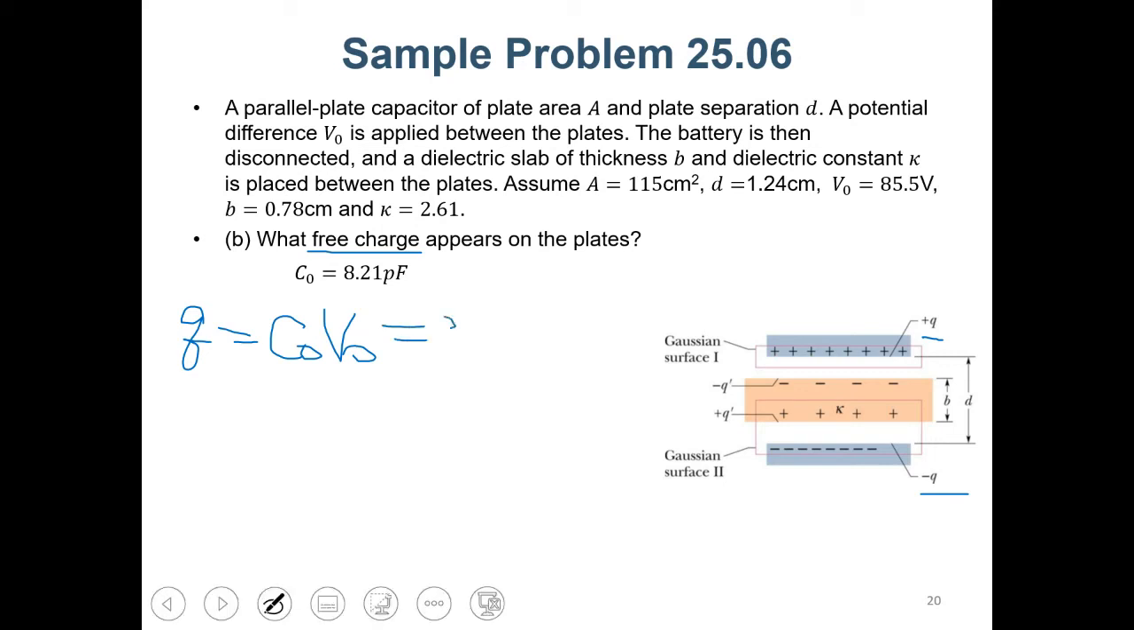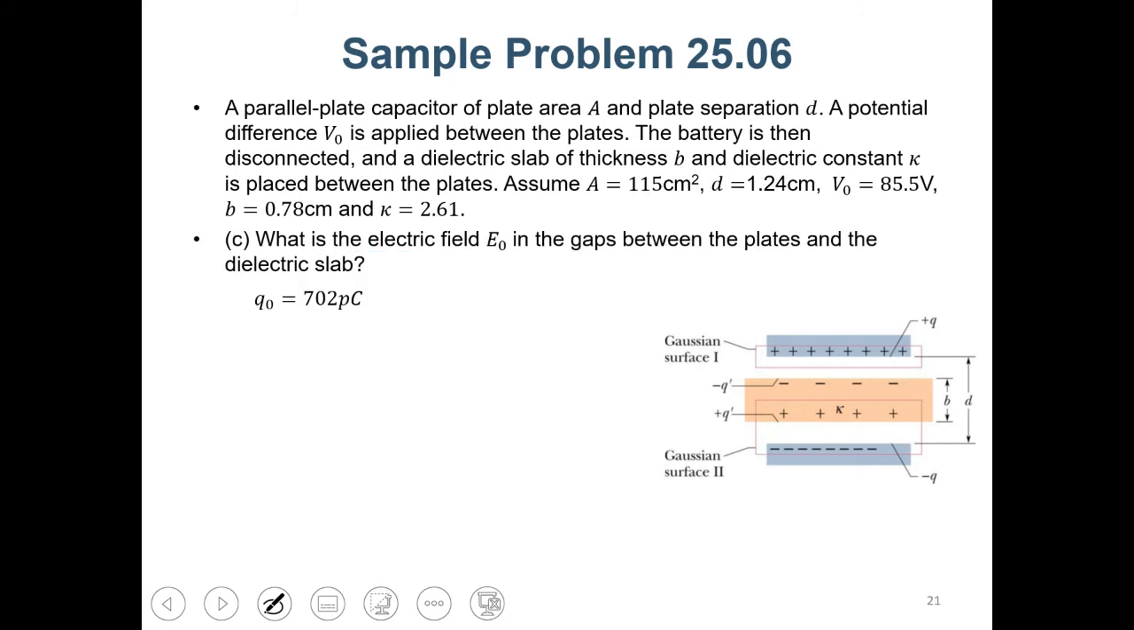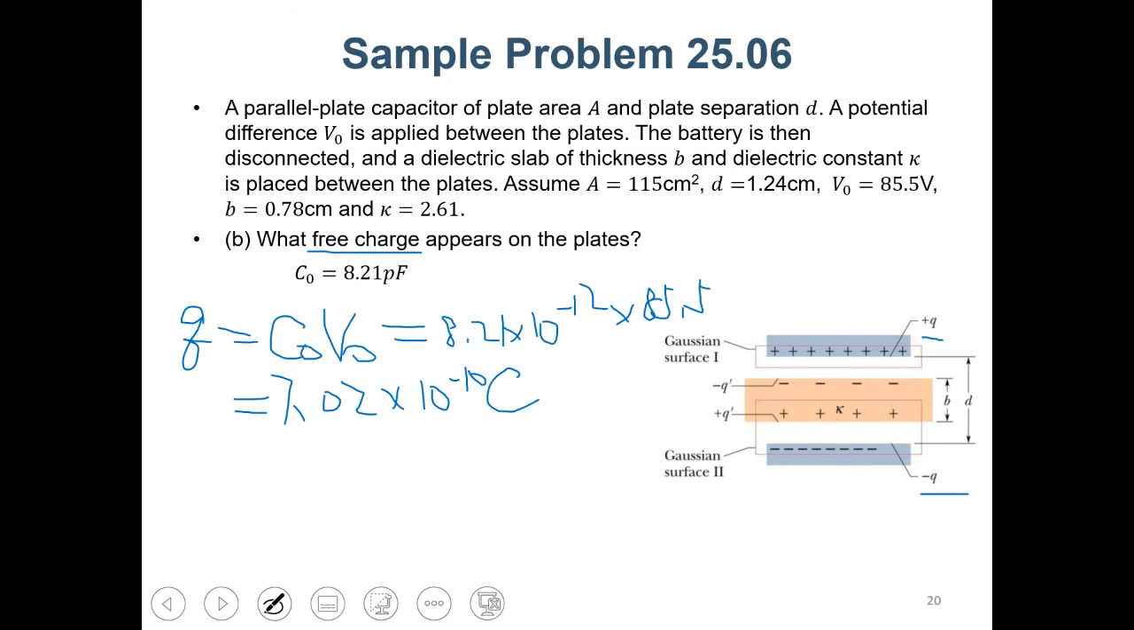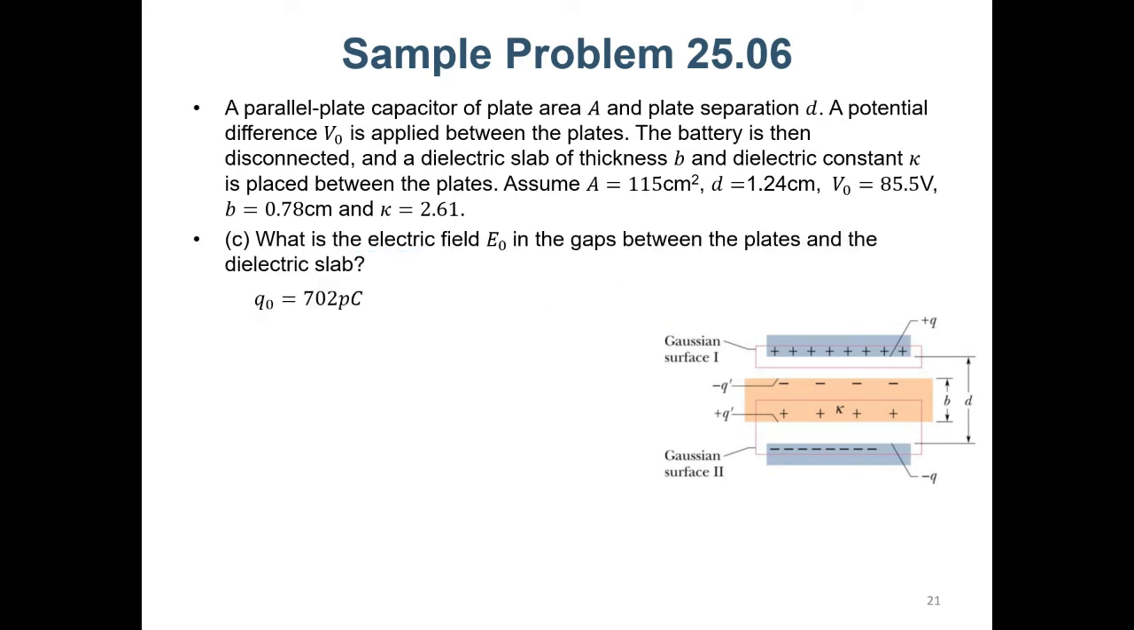So C0 is 8.21 times 10 to minus 12, and then V0 is 85.5 volt. So Q will become 7.02 times 10 to minus 10 coulomb. So it's still very easy. So 7.02 times 10 to minus 10, you can write it as 702 picocoulomb. Yeah, it's actually the same.